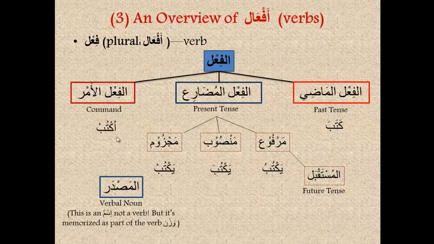And the command, of course, is uktub, which means write, when you're commanding someone to do so. Uktub. And the future tense is sayaktubu. So notice how these two are identical, except in the future tense we've added a particle, a harf, in front, sa, to signify the future. Sayaktubu. So again, this is the full splitting tree of Arabic verb conjugation.